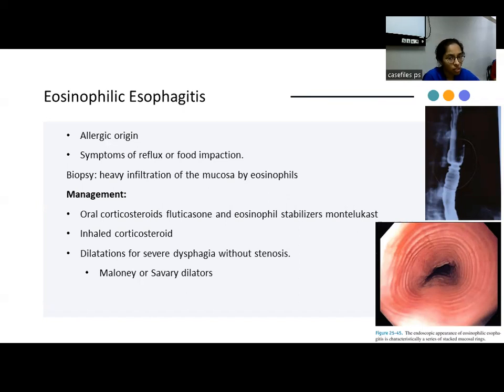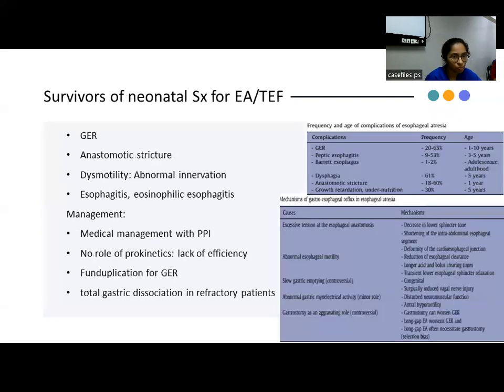Sometimes an eosinophil stabilizer like montelukast has been employed, and in patients who are presenting with multiple rings, as can be seen in this barium study as well as the endoscopy, these patients might require dilatation when severe dysphagia is present without any stenosis. The dilators which can be employed are Maloney dilators or Savary's dilators. However, at the time of dilatation, adequate precautions have to be taken as the esophagus is very friable in these patients and there is a risk of perforation.